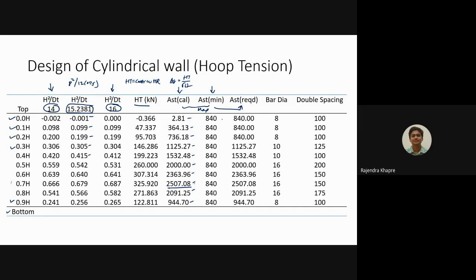So here for 0H, that is at the top, I am going to provide the AST minimum. Here also AST minimum, here also AST minimum, but from this point onwards I am going to provide how much is the actual AST which is required. So accordingly now I have to decide what kind of reinforcement has to be provided. Since this reinforcement has to be provided in the circumferential manner, because this is in the hoop tension, I am going to provide the double spacing. So double spacing means what? If I have a wall over here, I am going to provide one bar over here, one bar over here, one bar over here, and one bar over here. So this much spacing will be the double spacing.